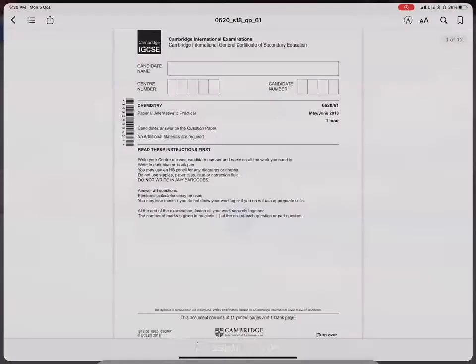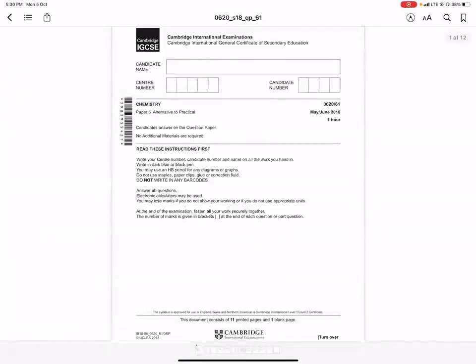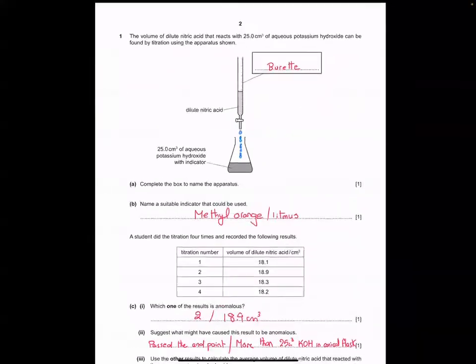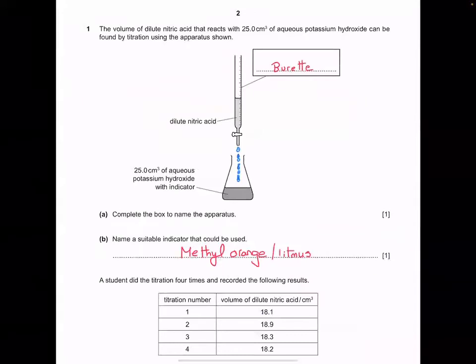June 2018, paper 6, variant 1. Question 1. The volume of dilute nitric acid that reacts with 25 cm³ of aqueous potassium hydroxide can be found by titration using the apparatus shown.